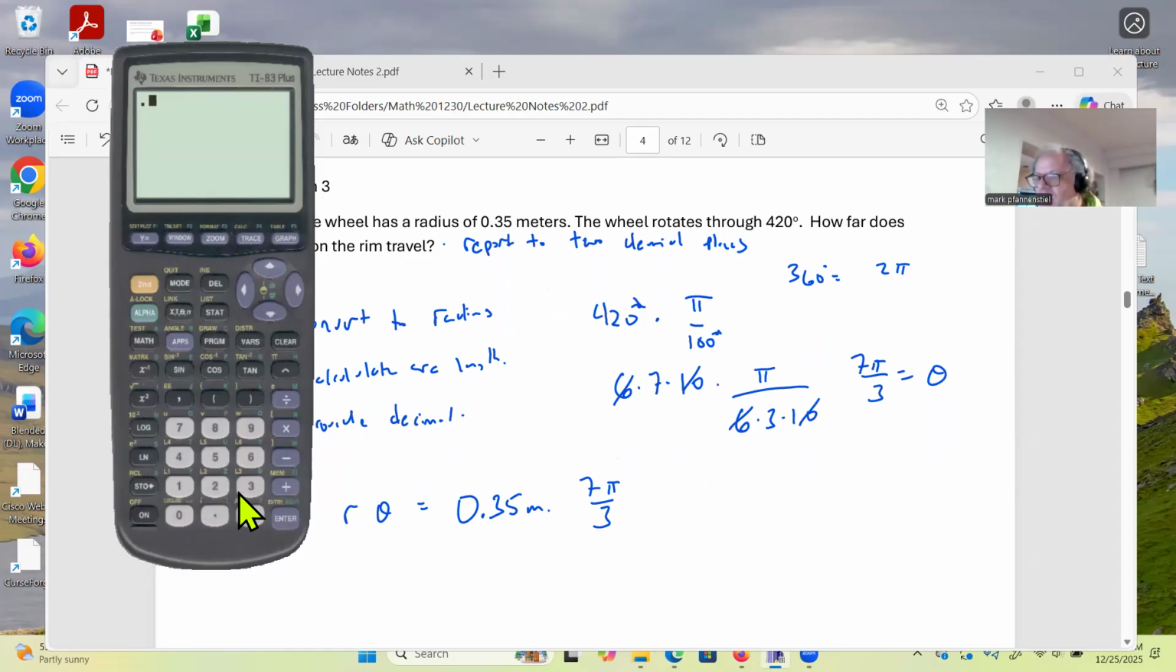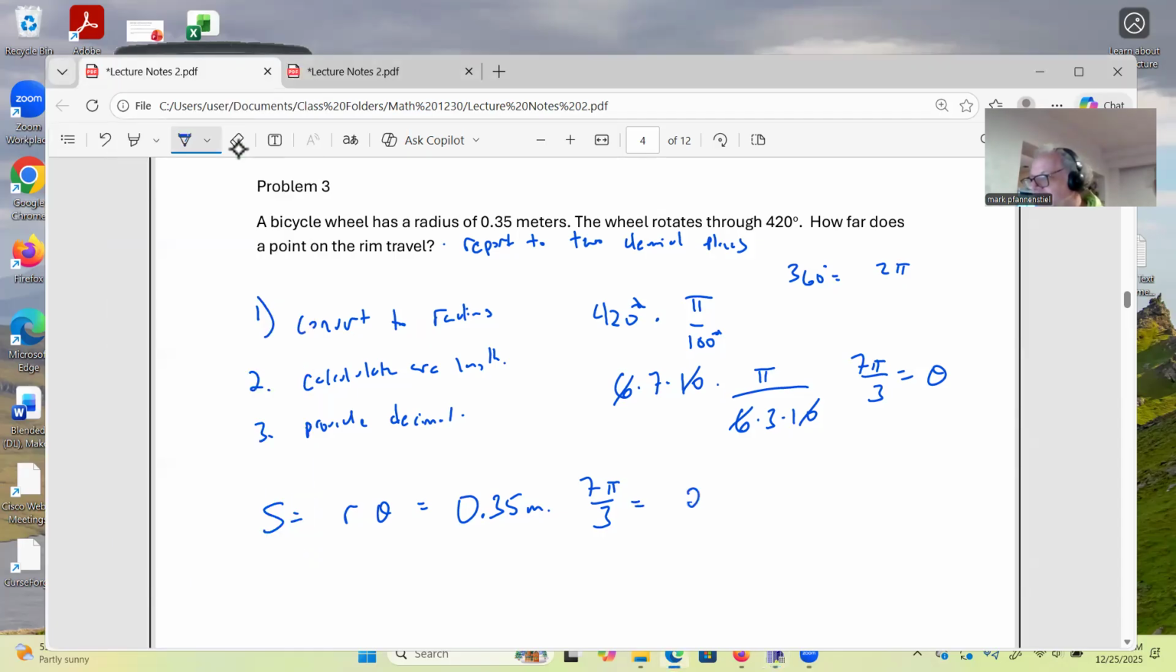So we're going to have 0.35 times 7 divided by 3. Okay, equals. And then, by the way, times pi, so second function pi here. And that'll give me, to 2 decimal places, 2.565, so 2.57. And I believe we are in meters. Okay, and that's pretty much how you go through and do that.